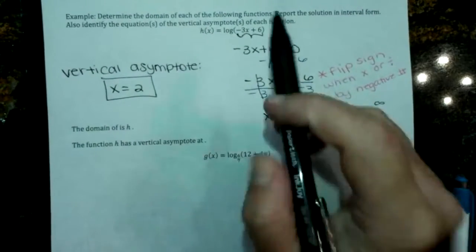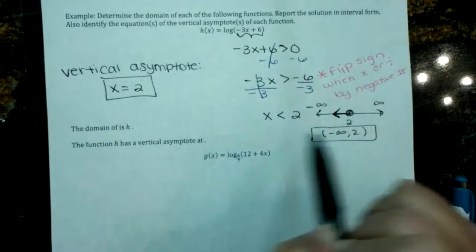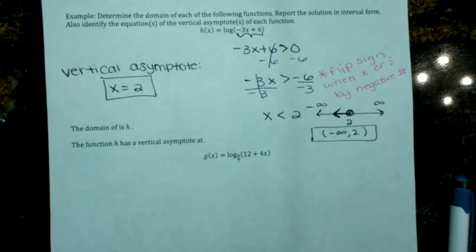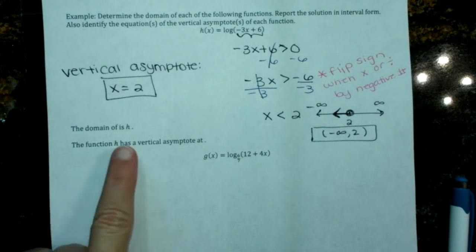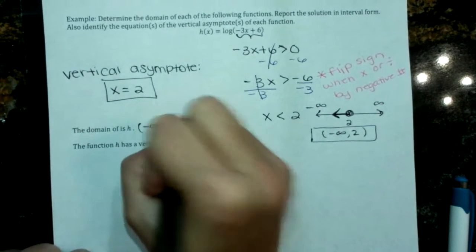Done. So again, whatever we're taking the log of, we're going to always set it greater than 0, solve it, put it in interval notation, and that number is what's going to give us our vertical asymptote. Let's do another one. Oh, here is our answer. So our domain is from negative infinity to 2 with a parenthesis.